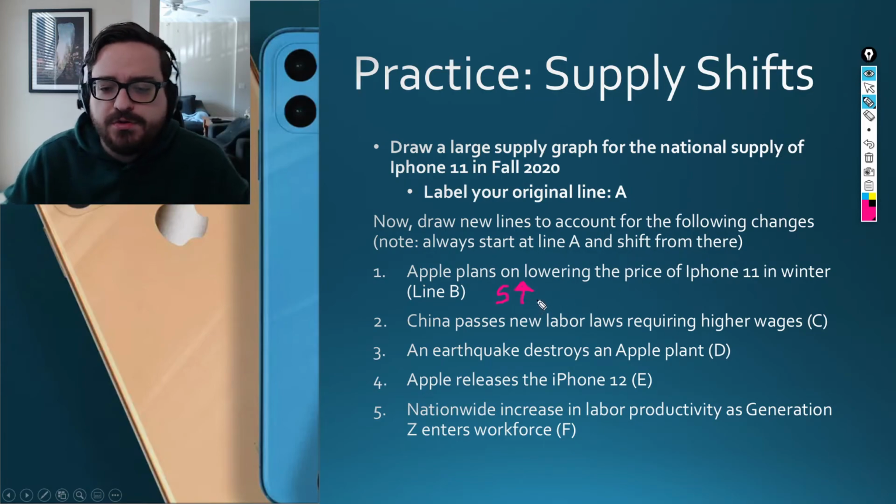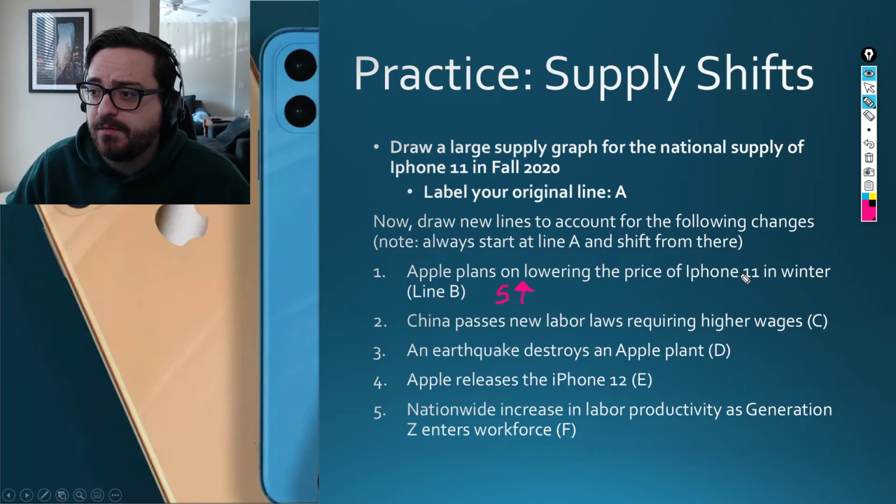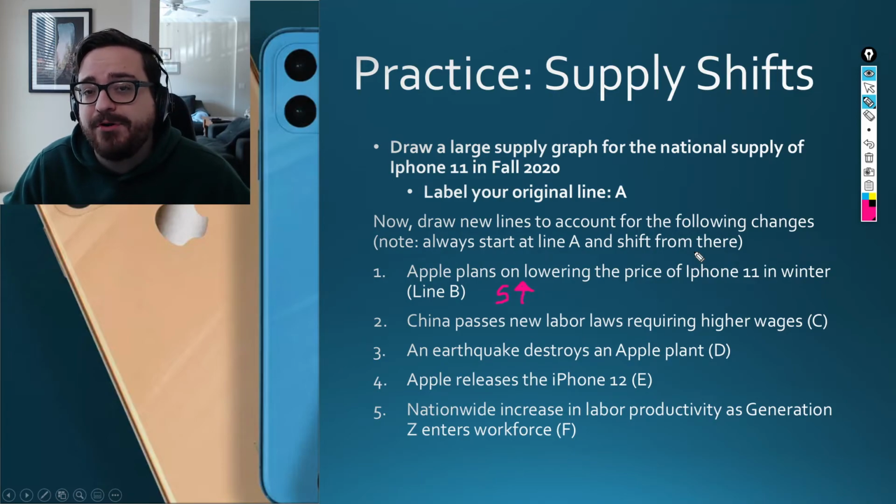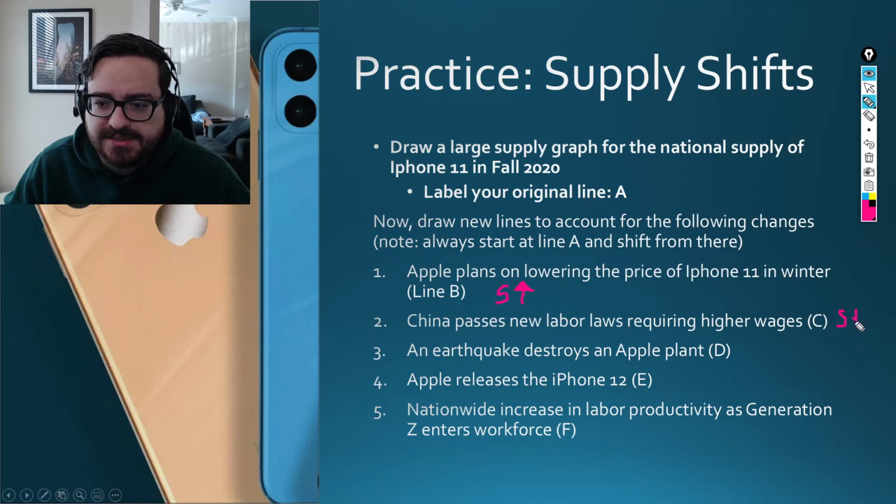2, China passes new labor laws requiring higher wages for their workers. Oh boy. Bummer for Apple because they make their stuff there. If they have to pay their workers more, can they produce as much of the good? No. Remember that supply is their desire and ability to make stuff. So if it gets harder to make things, supply is going to go down.